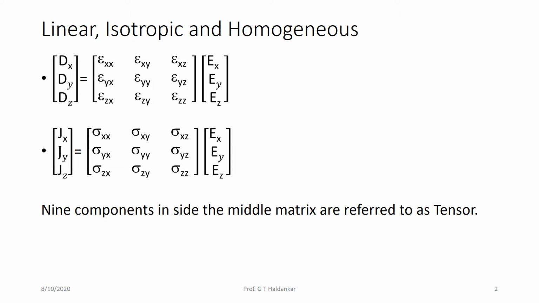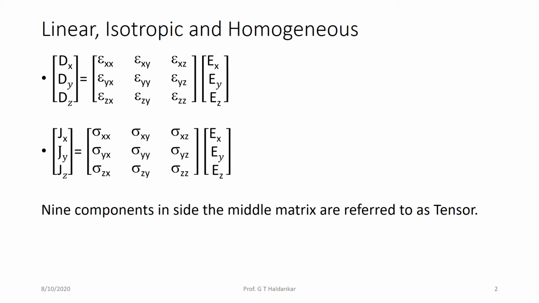So when it is a dielectric, D is equal to epsilon E, and if it is linear, then D varies linearly with E. So D is equal to epsilon E. If it is a conducting medium, then J is equal to sigma E. So J varies linearly with E. So it is called linear. So that is the definition for a linear medium or linear material.